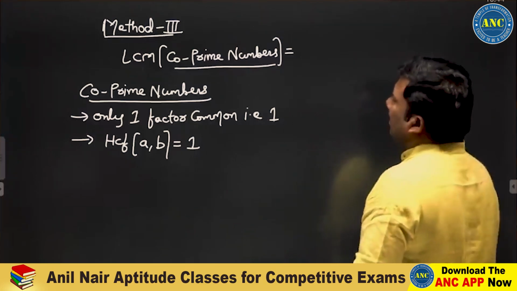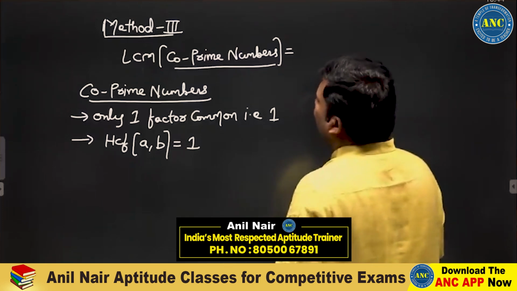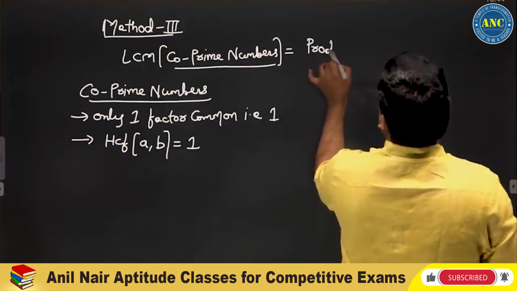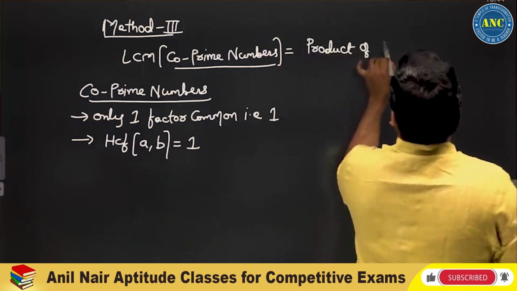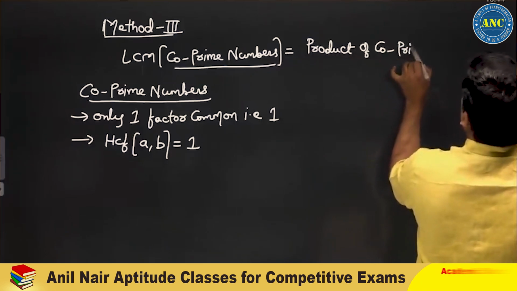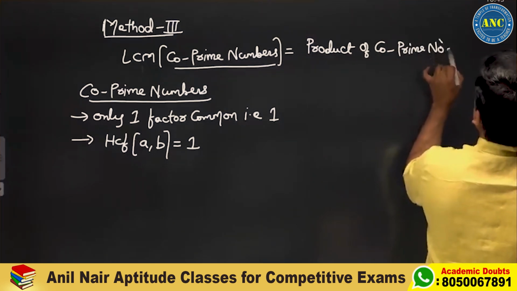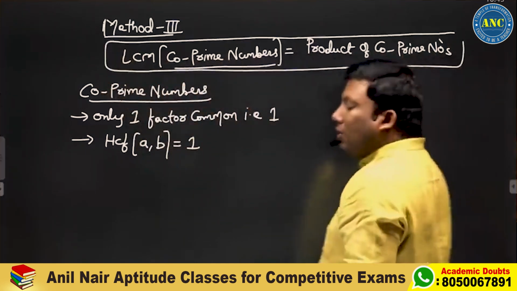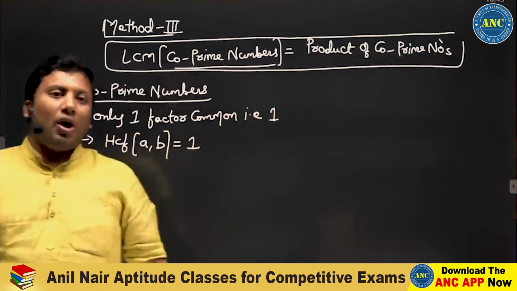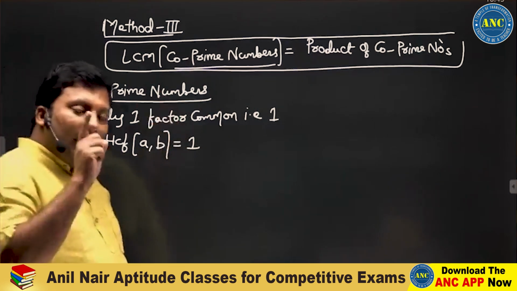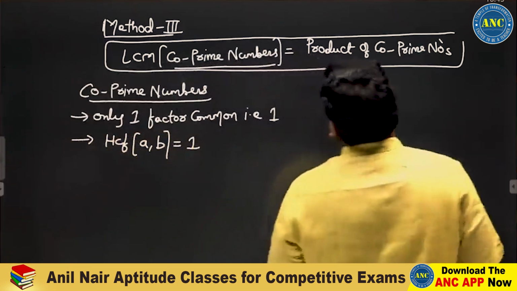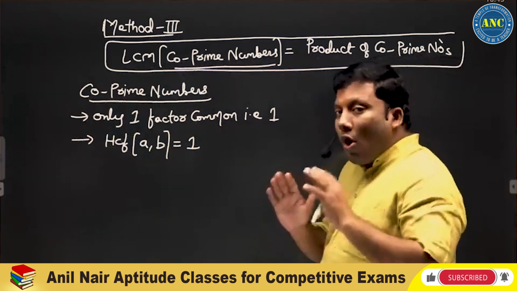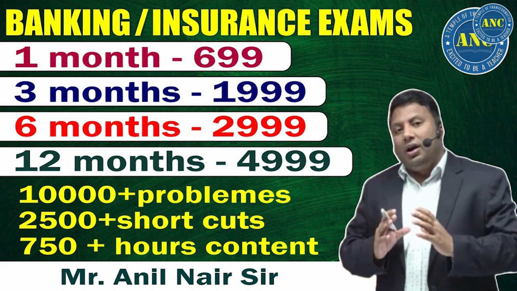So if I take the LCM of co-prime numbers, there are no common factors other than 1. The LCM of co-prime numbers is always the product of the co-prime numbers. If you get the input as co-prime numbers, the output will be the product if we are doing LCM. Co-prime and prime have no relationship with each other.